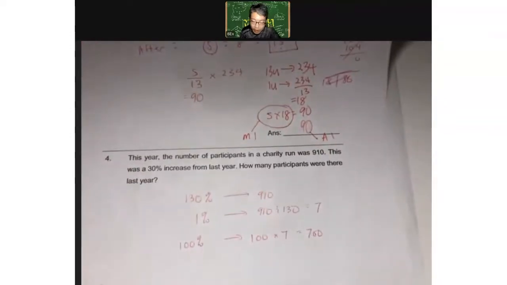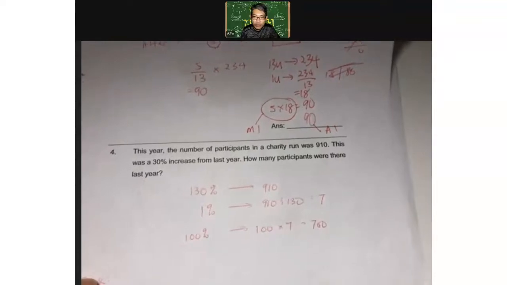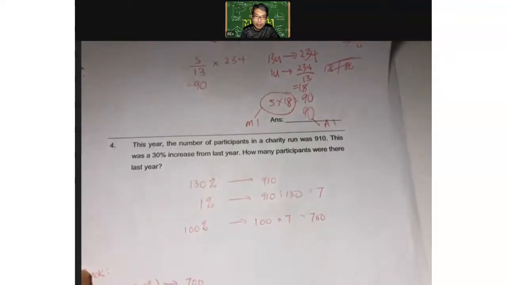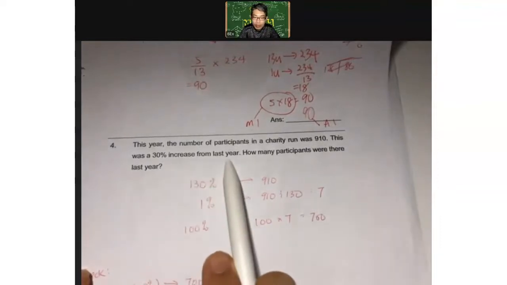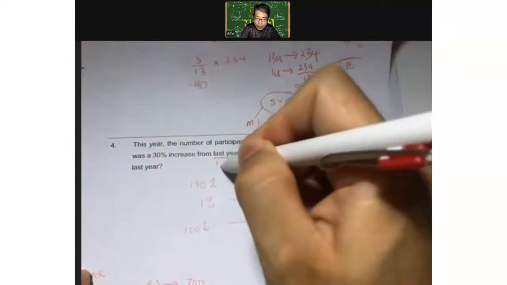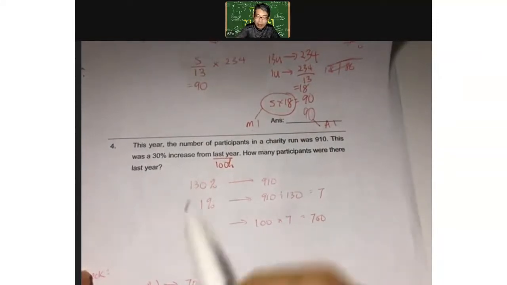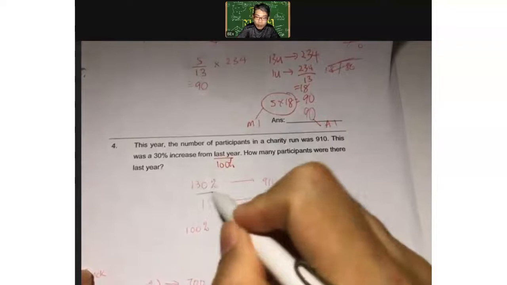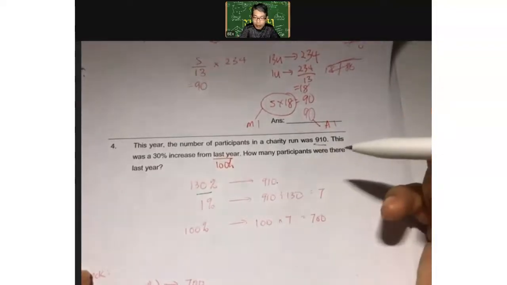Now, question 4 is quite straightforward. We have done this practice in class many times. This year, the number of participants in the charity run was 910. This number, 910, was a 30% increase from last year. So last year was the first year it happened. That would be 100%. That was last year. So if there's a 30% increase for this year, that means 100 plus 30, you have 130%. And that is equivalent to 910 participants.